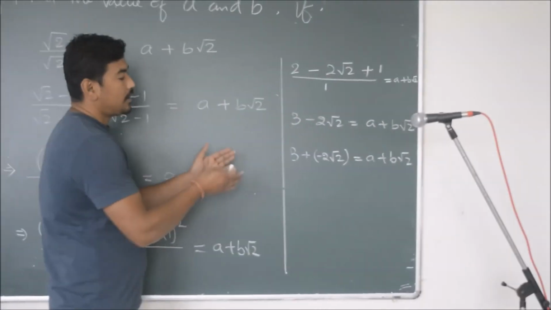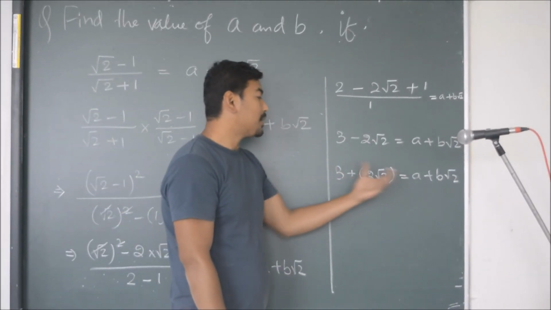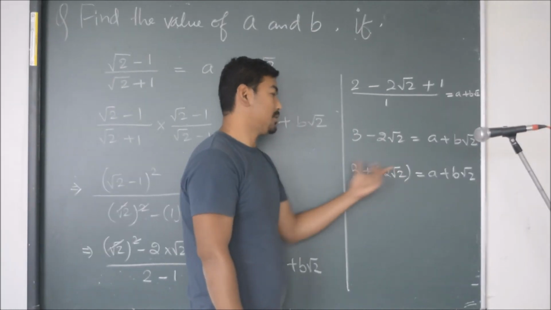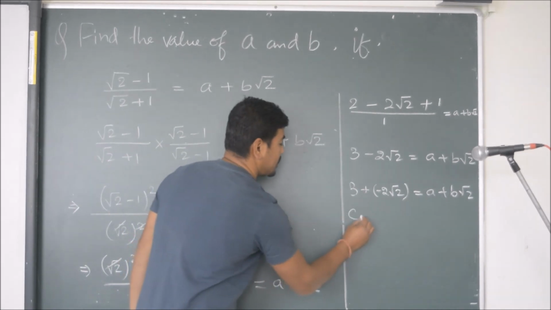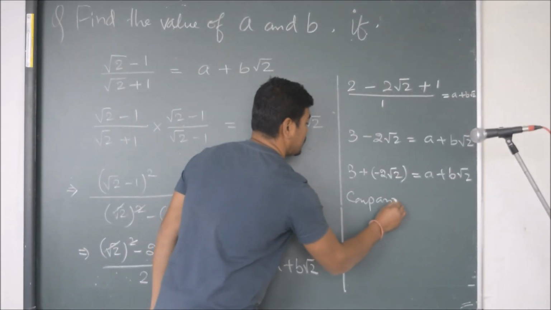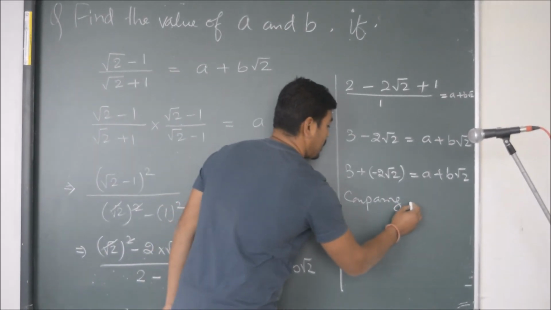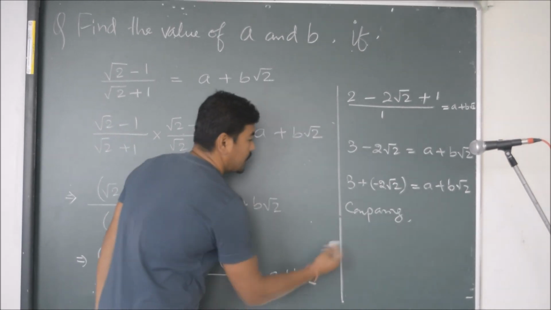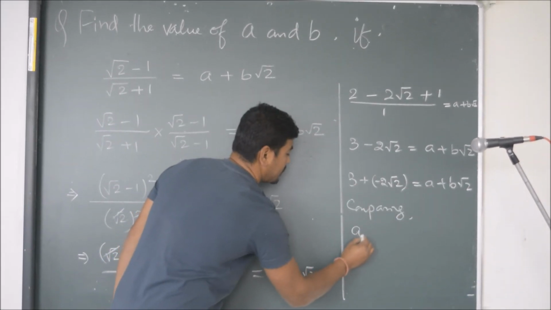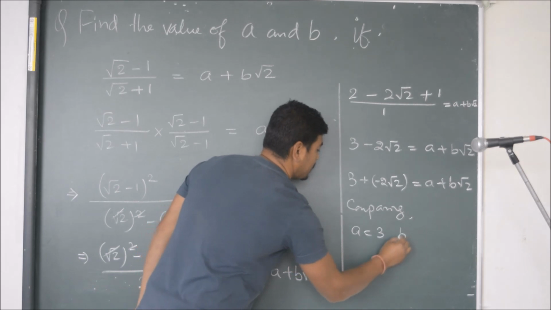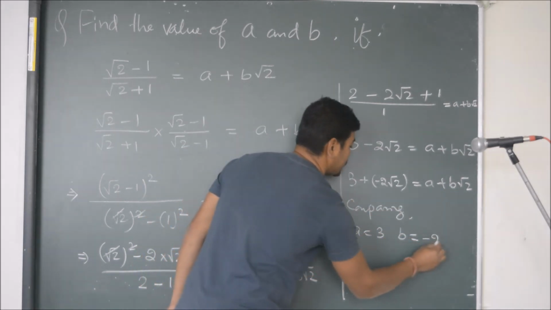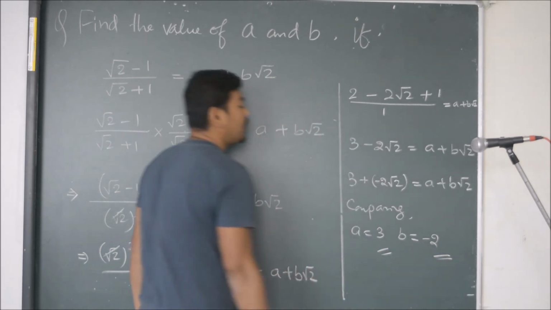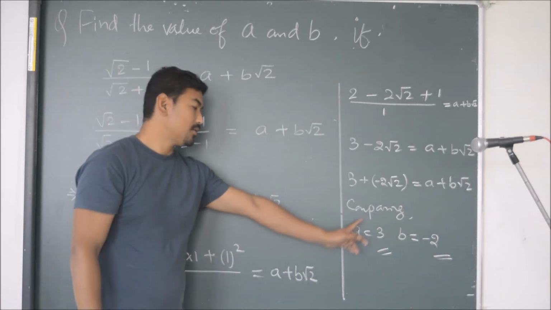So in the last step what we are going to do is compare both sides of the equation. So a is compared with 3, that is, I'm going to write comparing, we can write a equals 3 and b equals, so in place of b you can write negative 2, that is minus 2, and this is your required value of a and b. So a is 3 and b is minus 2.